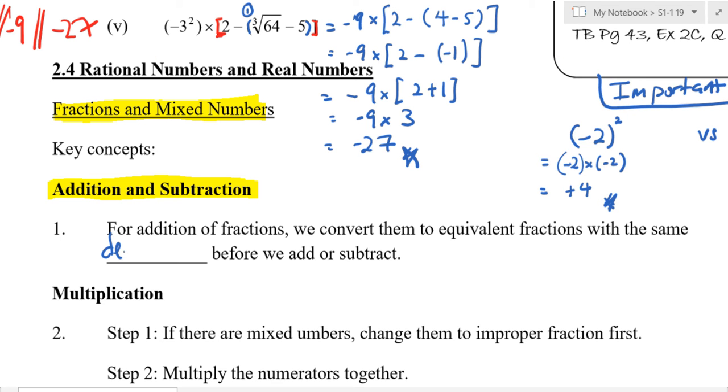Who's the last? Who is the last one to write the word denominator? Who is the last one to write denominator?